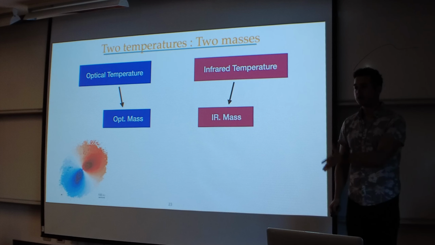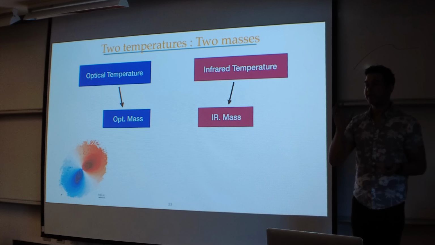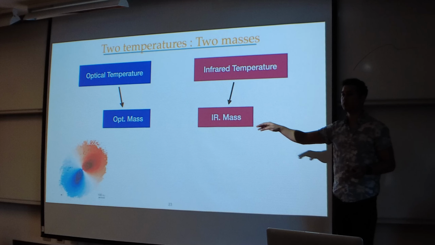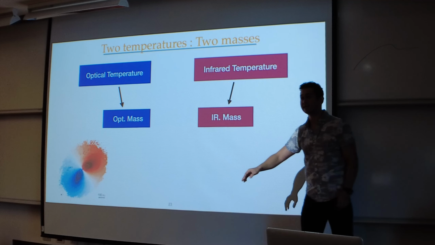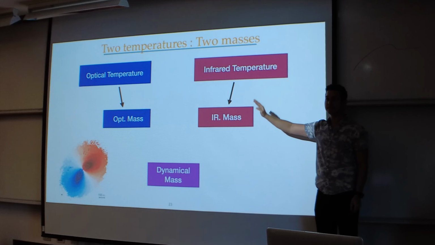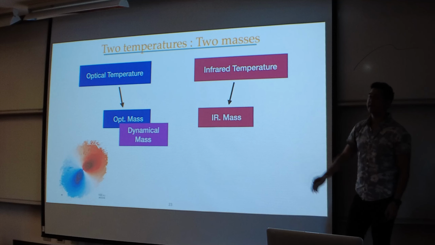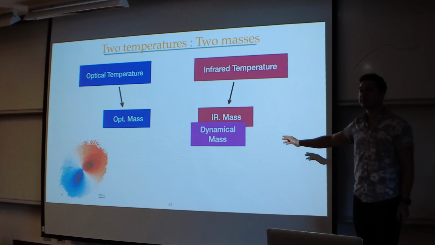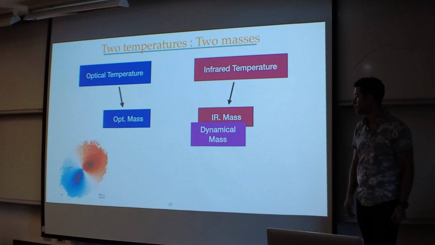Luckily, some of our sources have disks, and when they have disks, we can look at the rotation motion of the disk, the gas, to infer through Kepler's first law what's the mass of the star, and that is completely independent of this temperature thing here. So this is a way of testing whether the true mass of the star is closer to the optical temperature, or closer to the infrared temperature, the infrared derived mass.